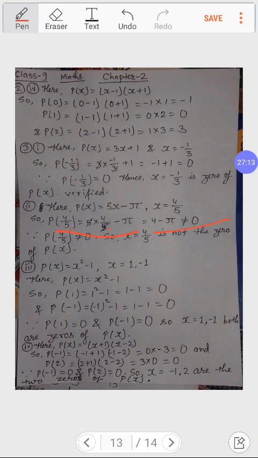That polynomial p(x) is not 0 at x is equal to 4/5. Or you can see what I had written over here. So x is equal to 4/5 is not the 0 of p(x) or the given polynomial, you can write. Or you can write x is equal to 4/5 is not the 0 of polynomial 5x minus pi.